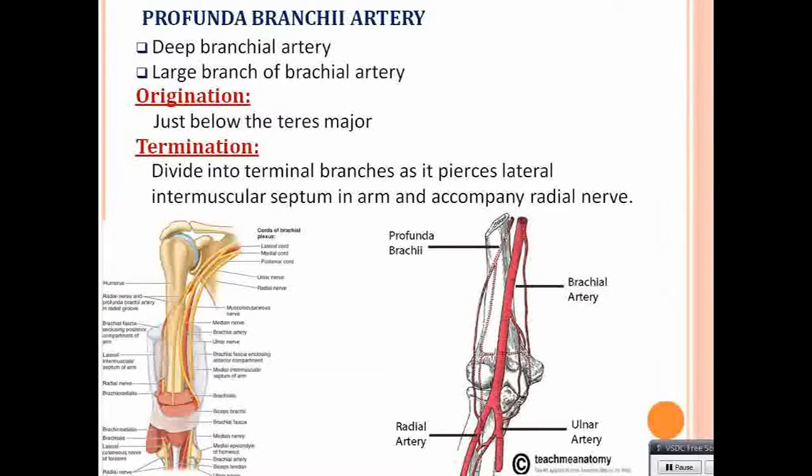Termination, it divides into two terminal branches as it pierces lateral intermuscular septum in the arm and accompany radial nerve. So it follows the radial nerve, or radial nerve is going to accompany the profunda brachii, and it passes. Initially it is in the posterior aspect of the arm. Then it pierces lateral intermuscular septum of the arm and comes to the anterior compartment. There it is giving rise to branches. Branches can be seen here. Two branches.